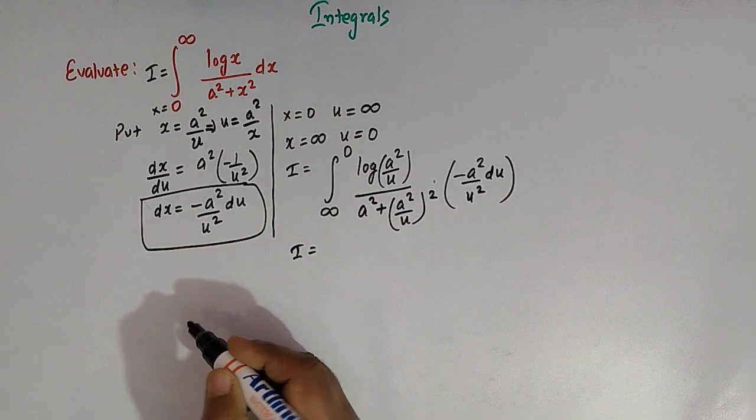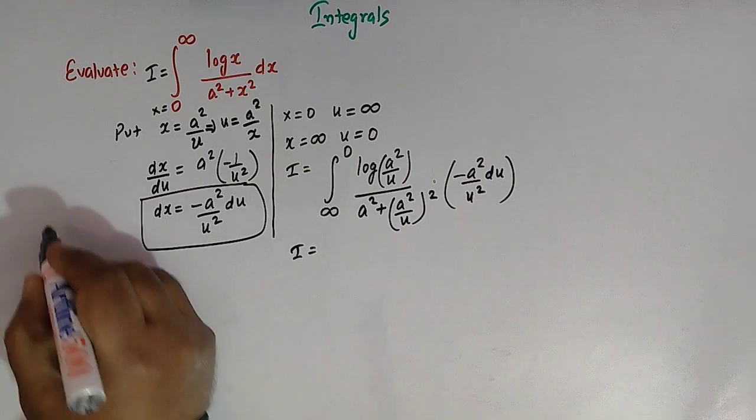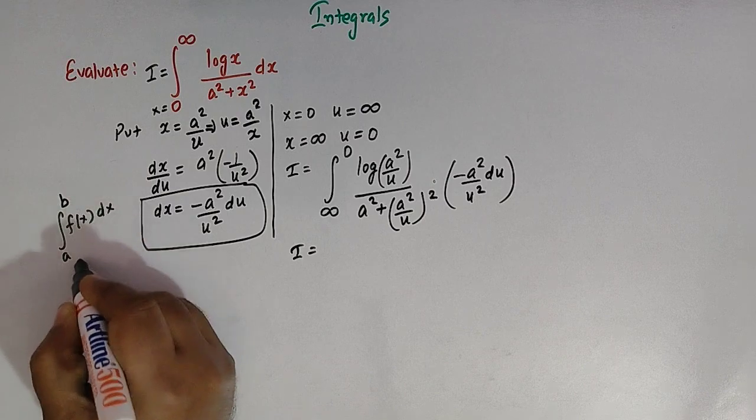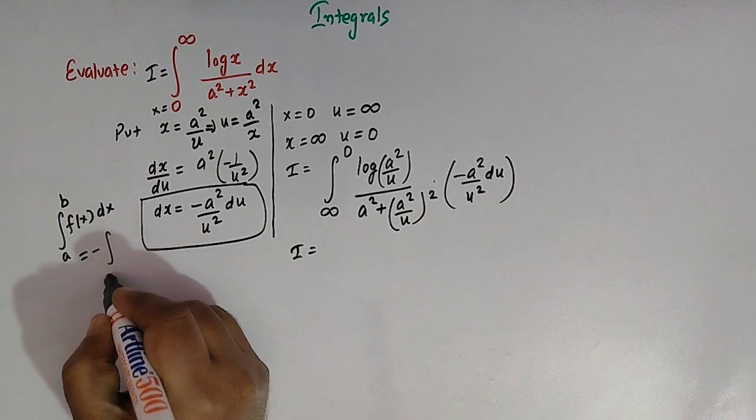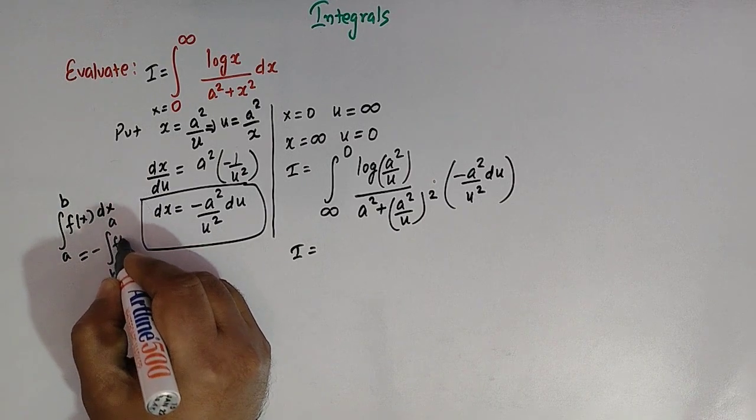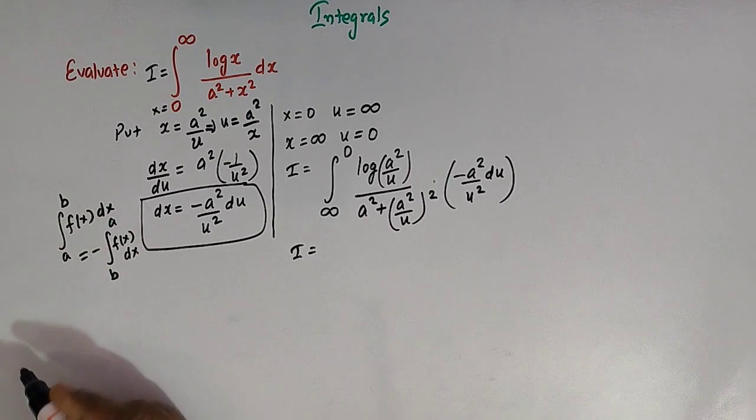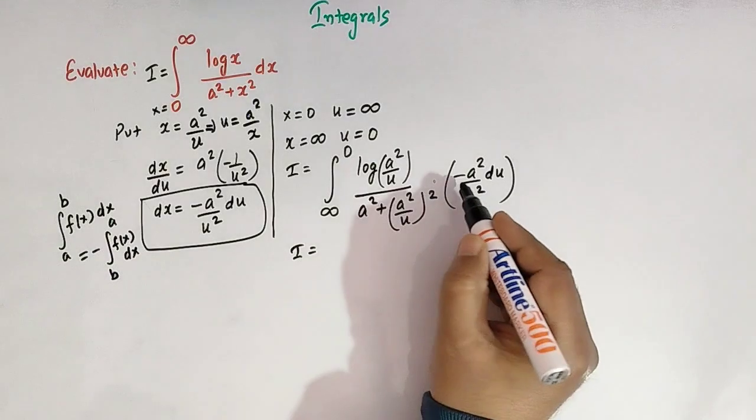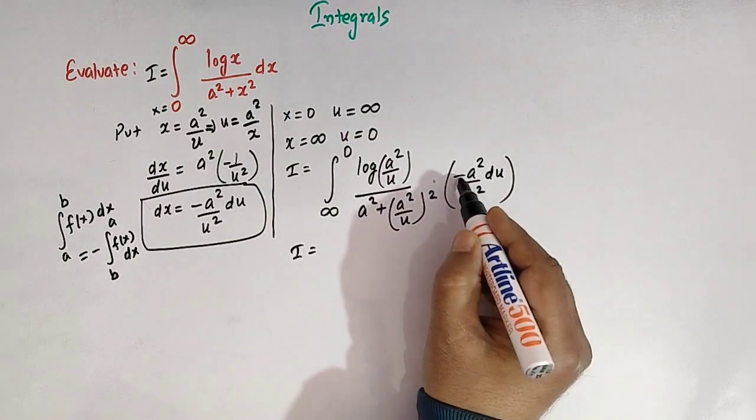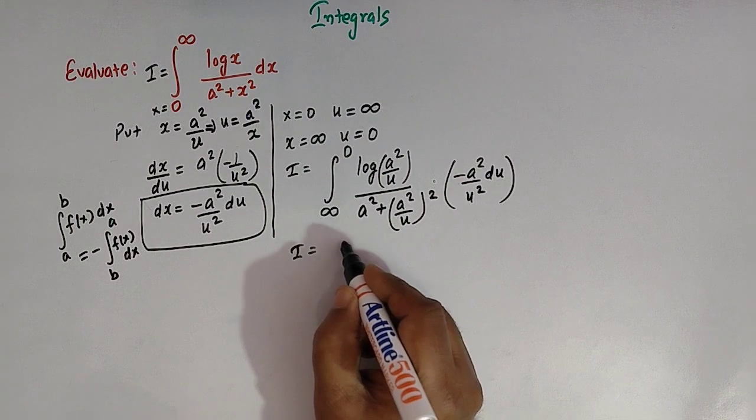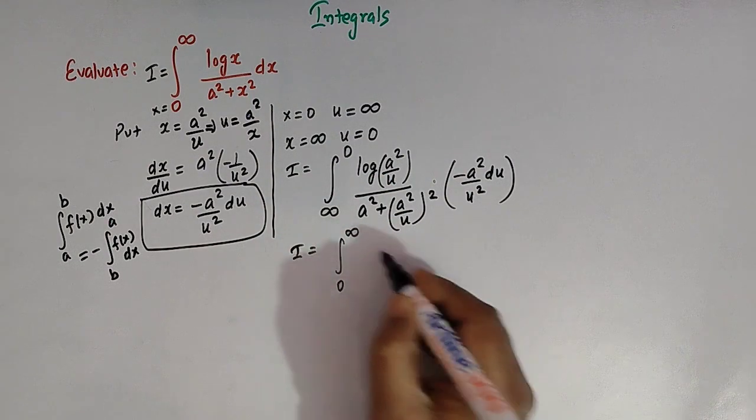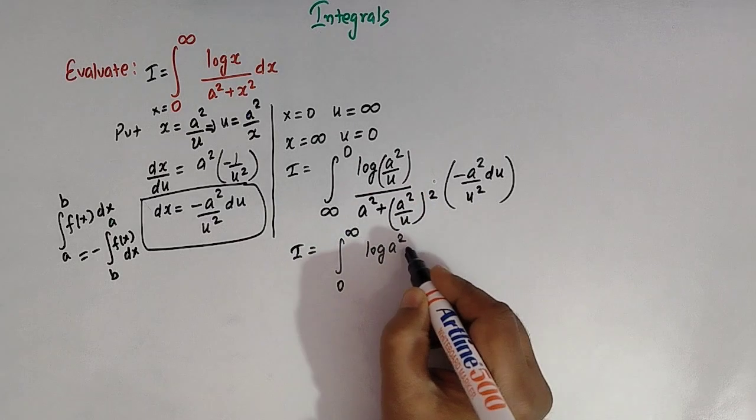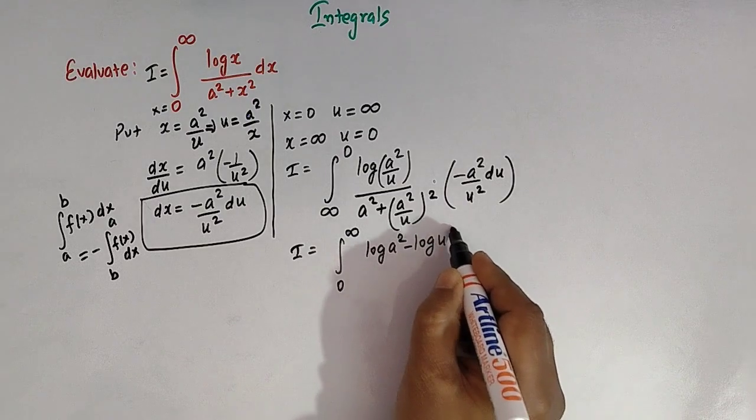We know from the properties of definite integrals that the integral from a to b of f of x dx is simply equal to the negative of the integral from b to a of f of x dx. So when we interchange the limits, we get a negative sign. So this negative sign can be removed by interchanging the limits. So we have 0 to infinity. Now we have here log of a square minus log of u.